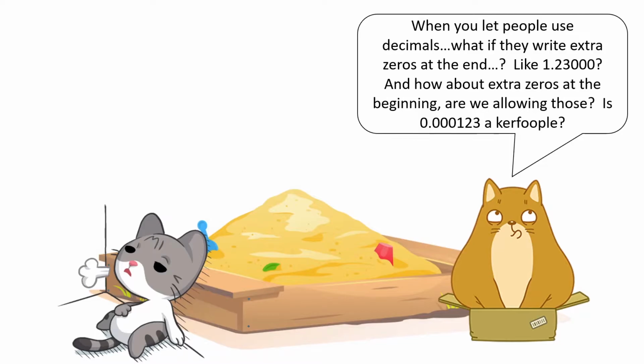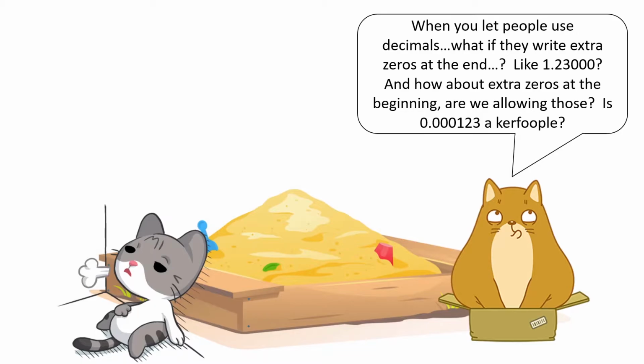And also, what about zeros at the beginning? Are we not going to let those be Curfupals either? And then you have the even additional problem, which the second kitty here didn't mention, but sometimes people put a 0 before the decimal and sometimes they don't. So how would we deal with that?